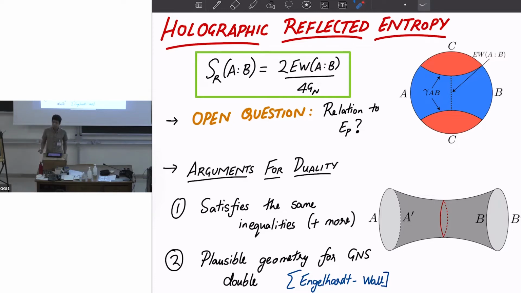Good. So the basic arguments for this proposal are the following. The first sanity check is to just check that it satisfies all the same inequalities. Whatever inequalities you could prove for the reflected entropy hold for the entanglement wedge cross sections. That's sort of straightforward. And a way to motivate this proposal is that there's a plausible geometry for the canonical purification.